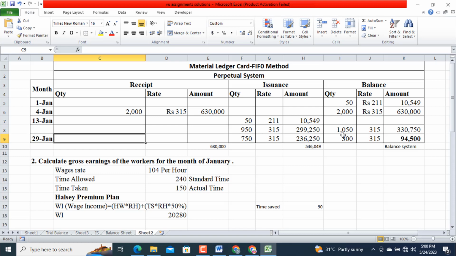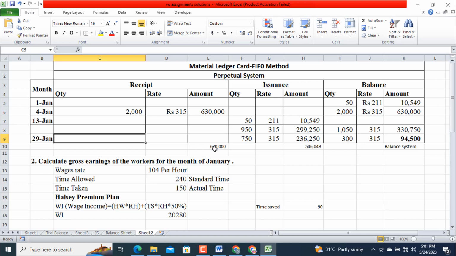So the total remaining balance is 1050. Look at this: 2000 plus 50 is 2050, minus 1000 is equal to 1050. So the remaining balance is 330,750. On 29th January it again issues 750 meters, which is taken out from the remaining 1050 at the rate of 315. So 236,250 worth of leather has been issued, and the remaining balance is 300 at 315, so we will get 94,500 in the perpetual system. We will take it as the closing balance.